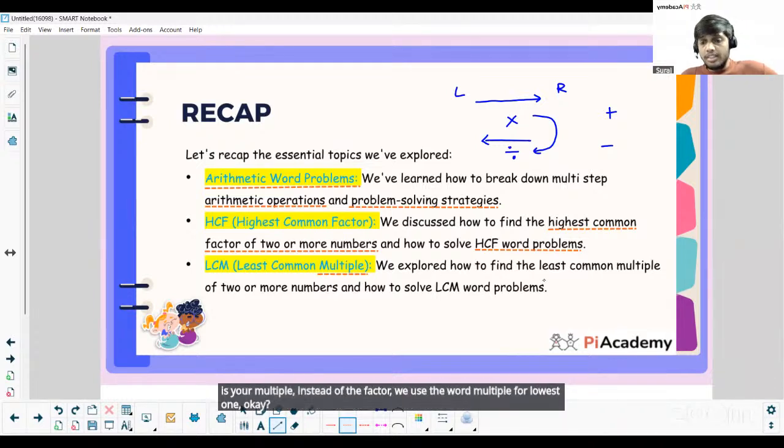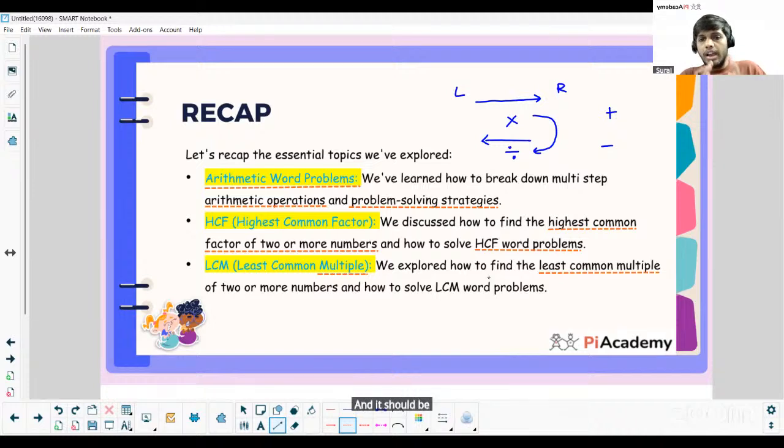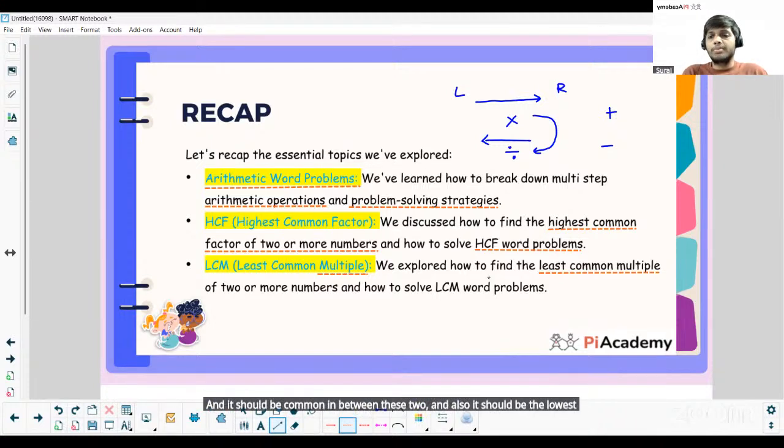Okay. So within the lowest common multiple, we have to remember that it should be the multiple which is present for both of the numbers, and it should be common between these two, and also it should be the lowest number possible. Okay. So this is all about arithmetic word problems, HCF and LCM that we have learned for the day.